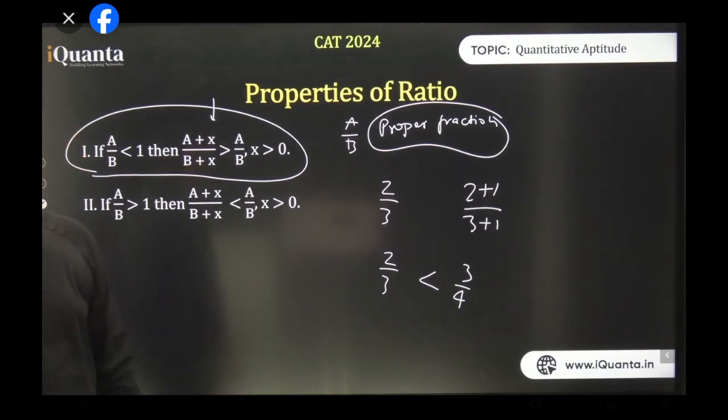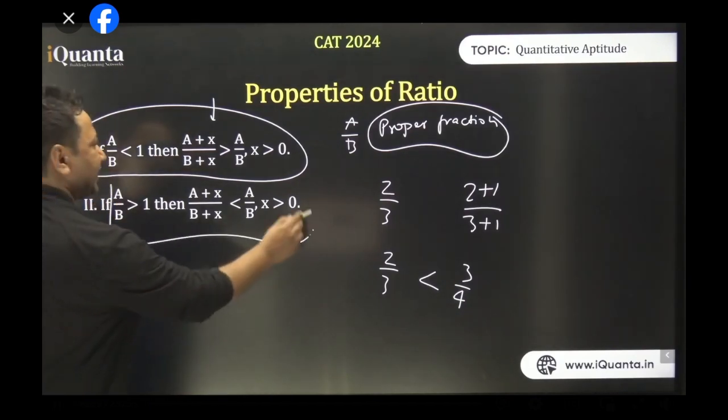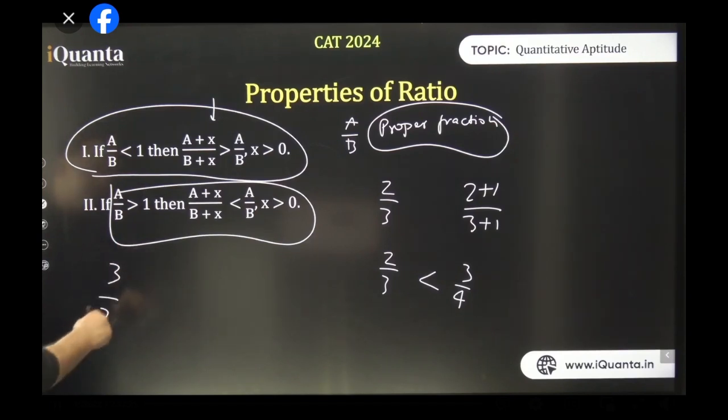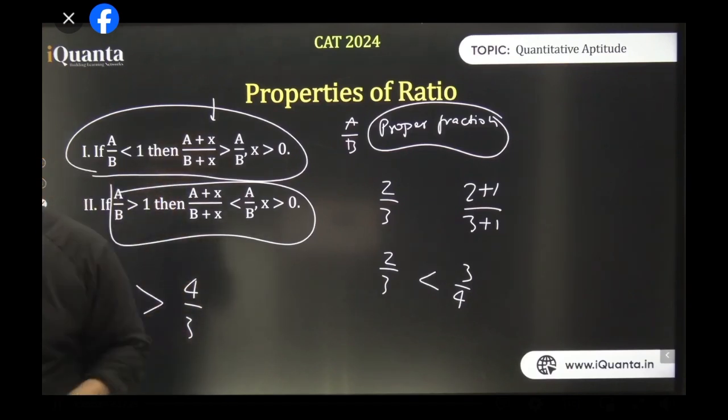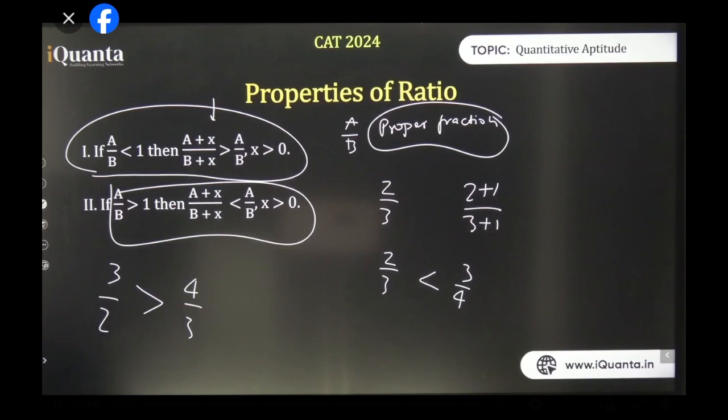Is that clear? Similarly, if we have an improper fraction, for example, 3 by 2, if I add 1 to both of them, it becomes 4 by 3. Now it has become lesser. So now, it's just the reverse of the previous condition. Clear? With example, you have seen it. This is the property. You can note it down. And now there's no doubt, I think. It's clear to all of you, probably. Clear to everyone?